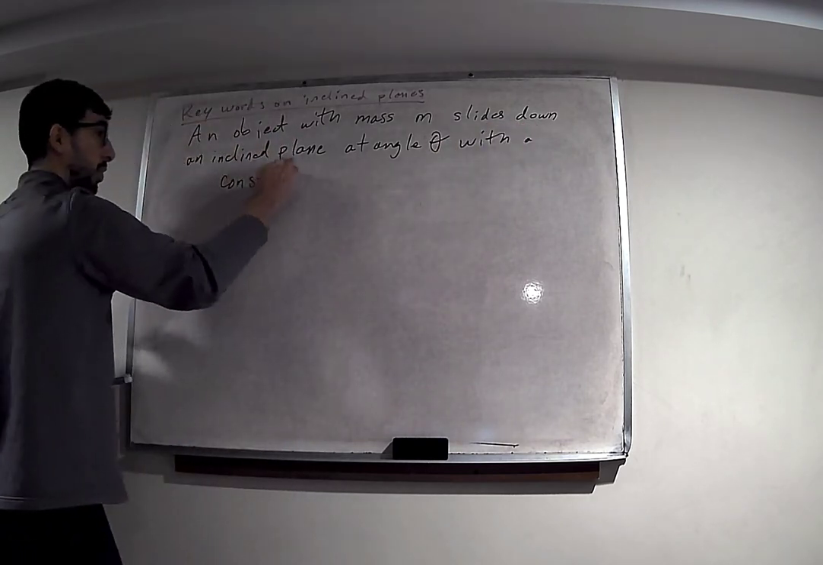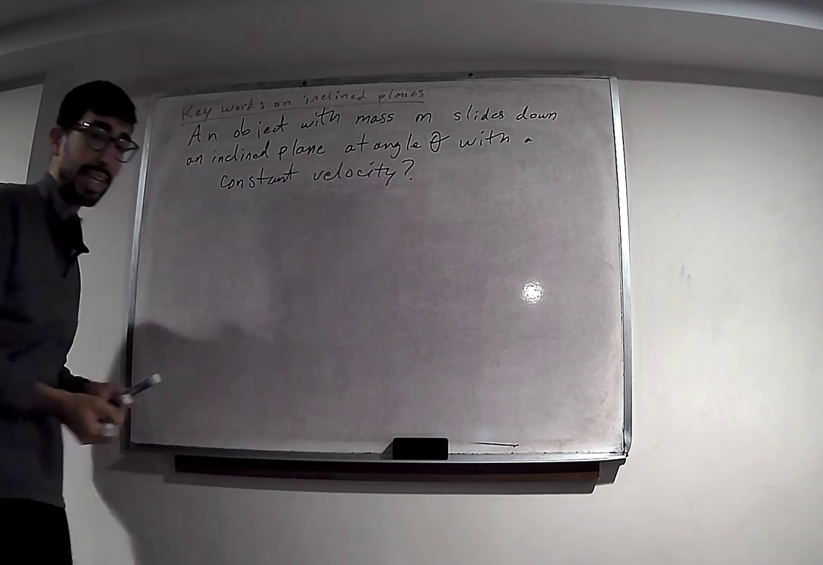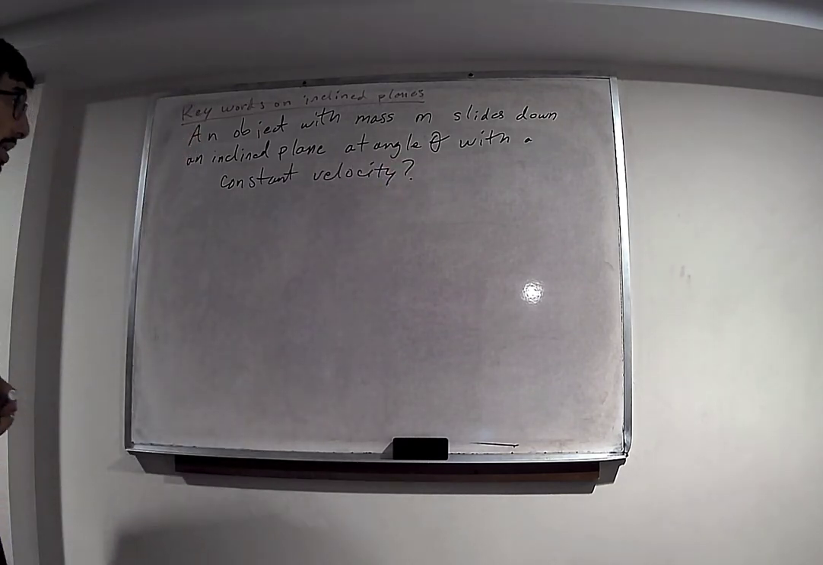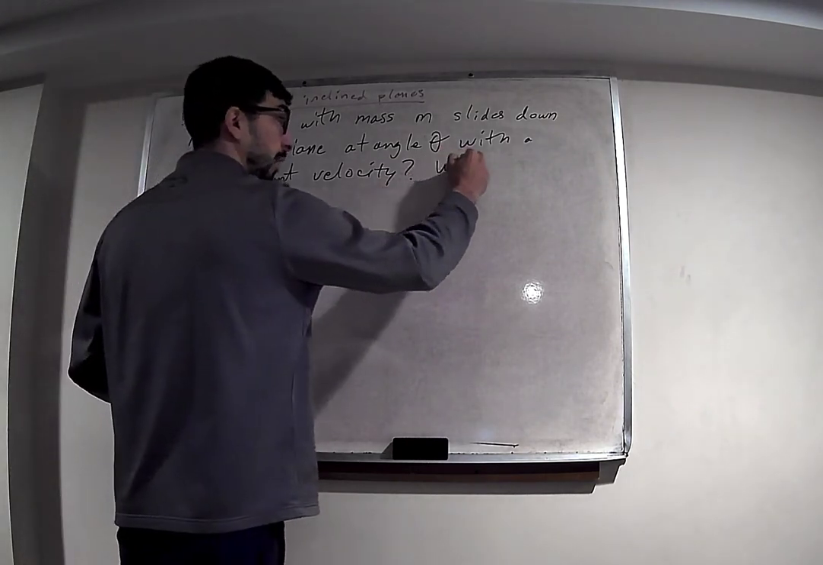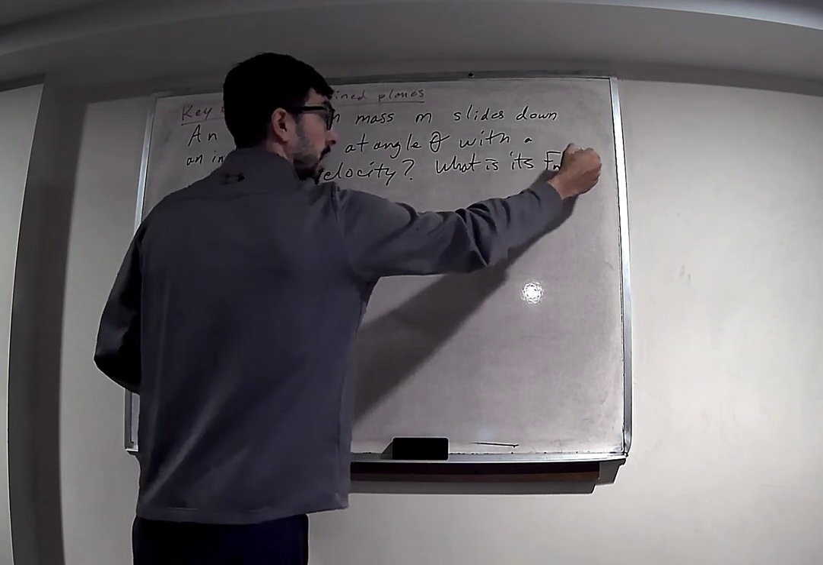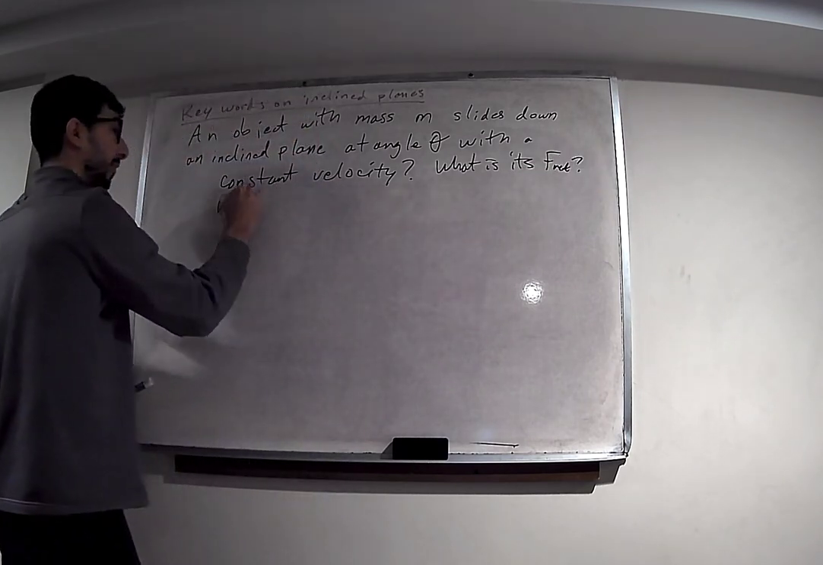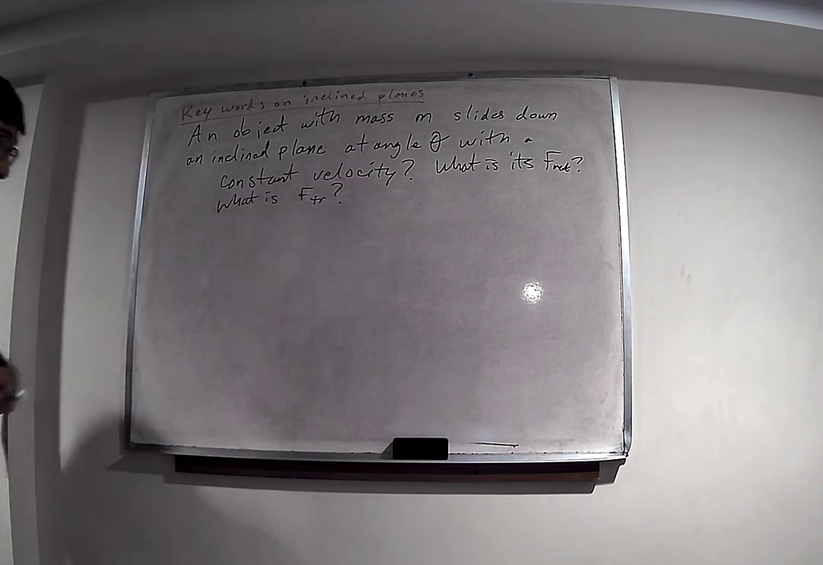And I want to go into, well, what does this mean for us if it has a constant velocity as it slides down the plane? In this type of question, you might say something like, well, what is the net force on this object? Or you might say, well, what is the force of friction acting on this object? So let's look at this scenario.